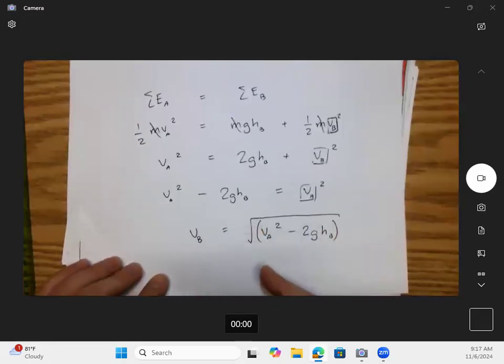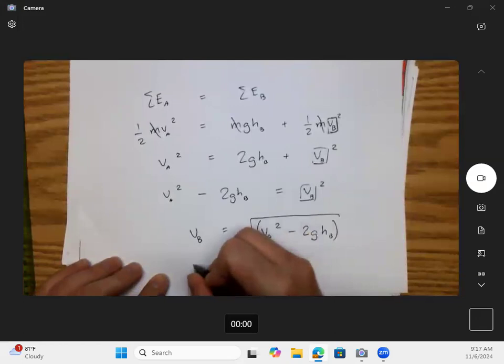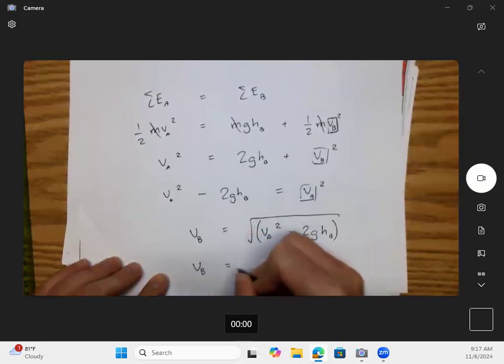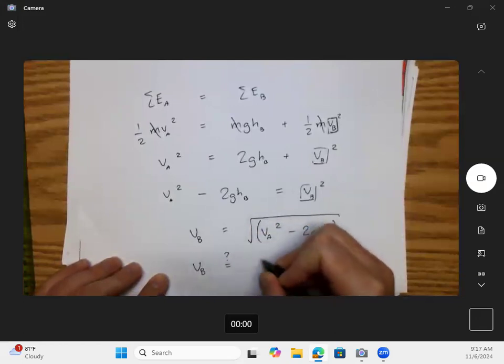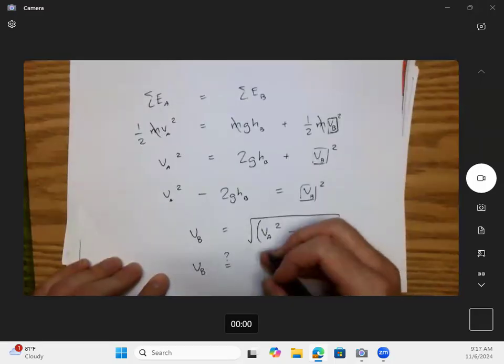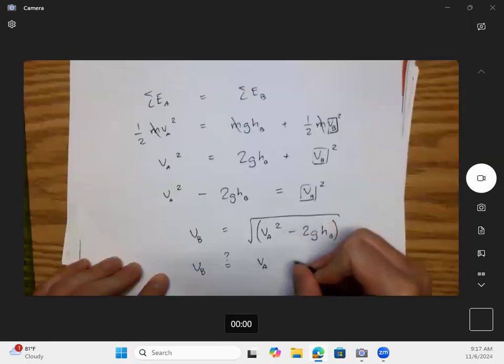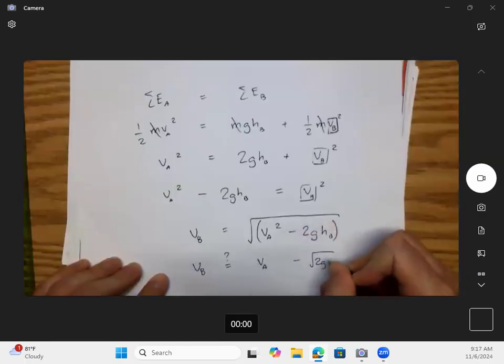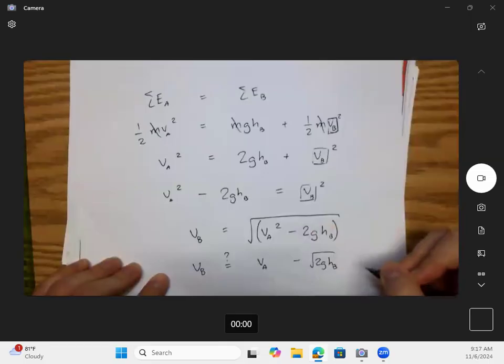Notice what this is not, what it is and what it is not. Let me write a different expression down here. What if I say this? VB equals, and I'll put a little question mark. Is this true? Hey, look, I see a square root of a square. Can I just say VA minus square root 2GH? Can I do that? No.